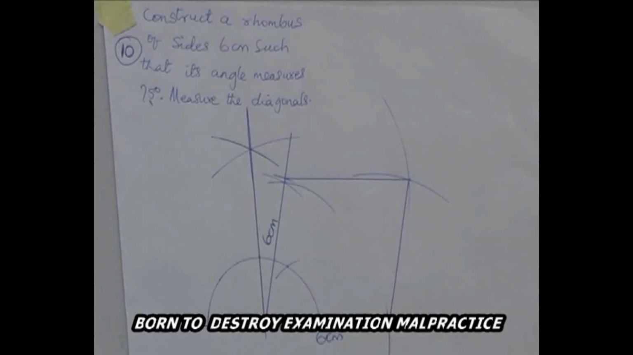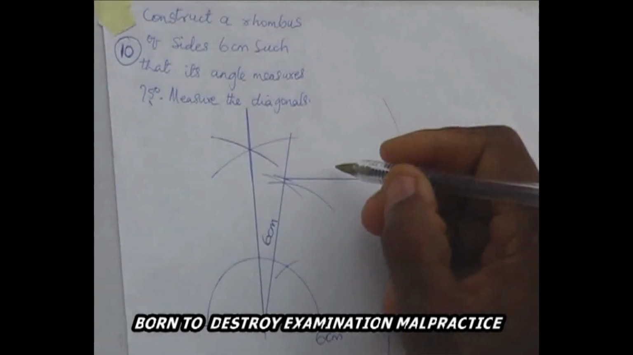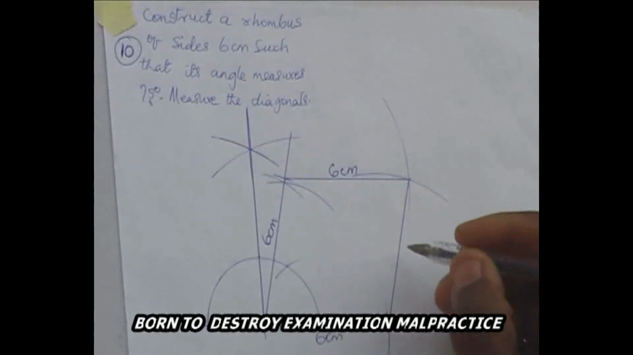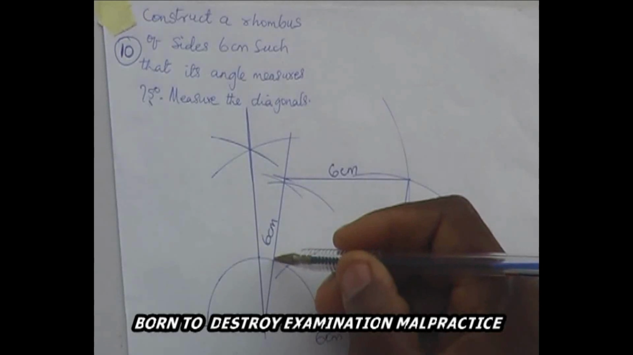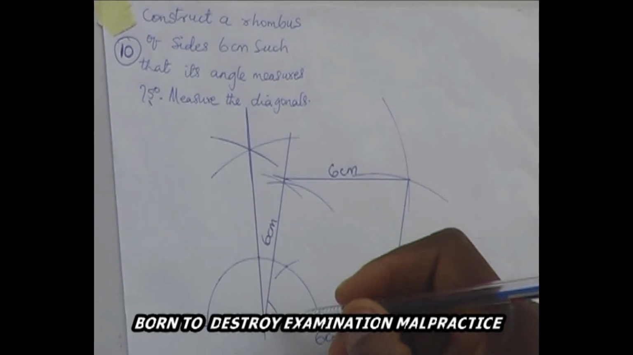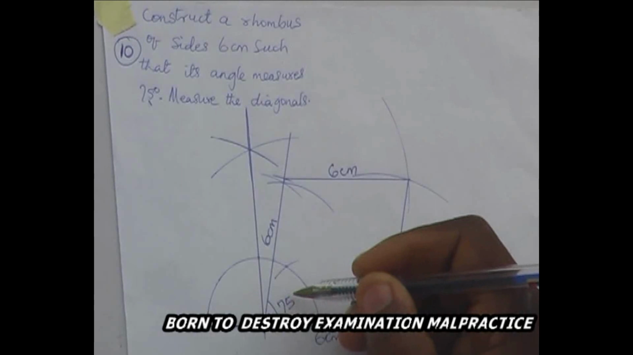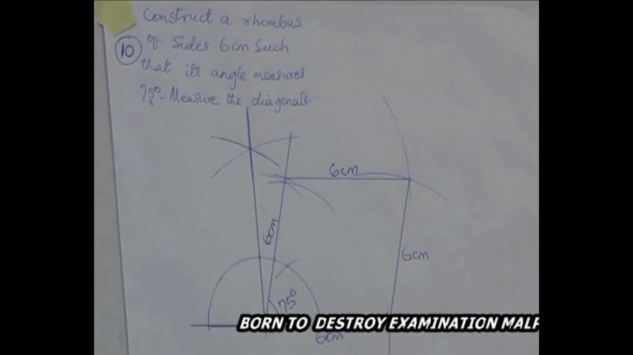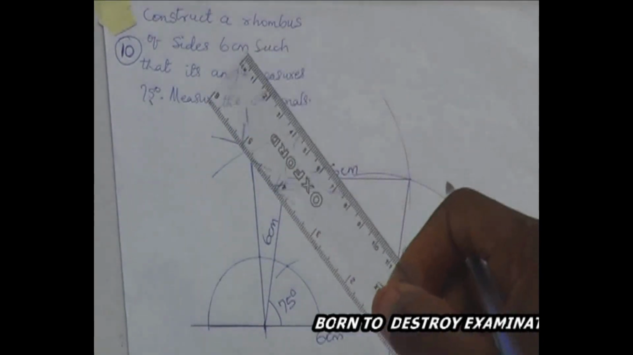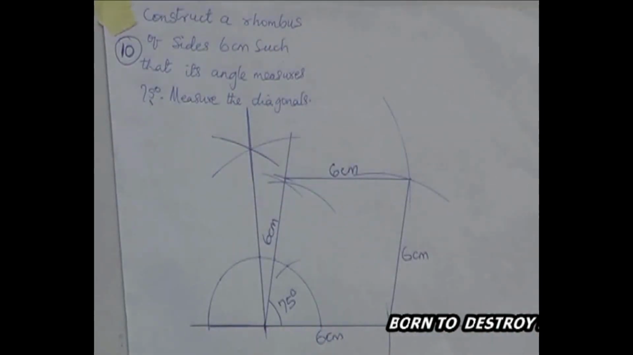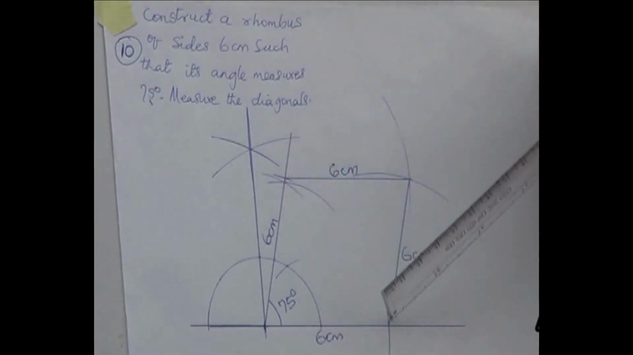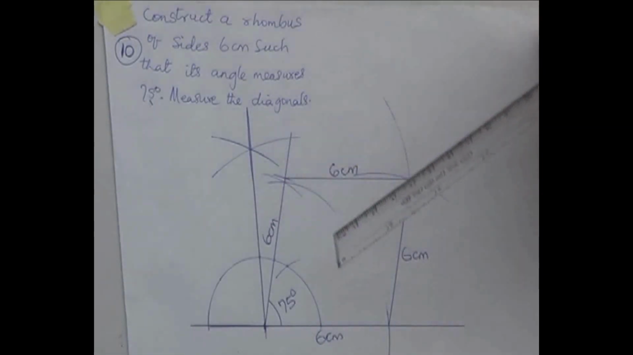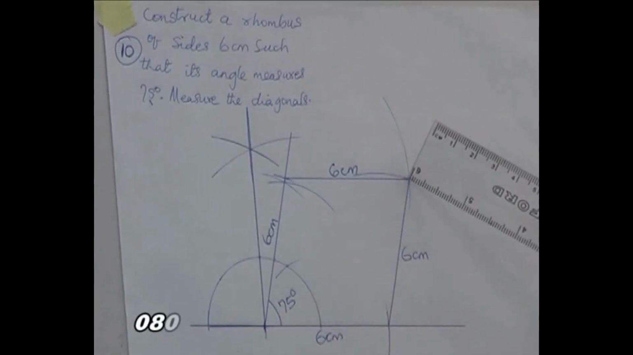You have finished the construction. Just write that this is 6 centimeters and write that this is 6 centimeters. This angle from here to here is 75 degrees. The last thing the question says we should do is measure the diagonals. Diagonals are any line that joins the opposite angles. Any line that joins the opposite angles in any closed shape is called a diagonal.